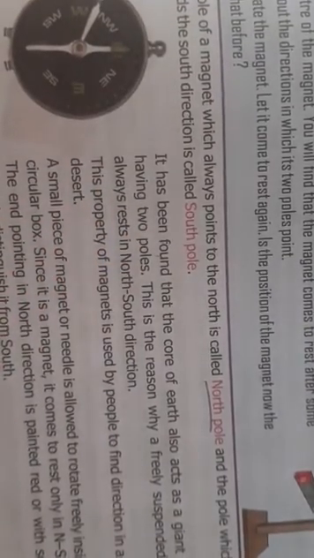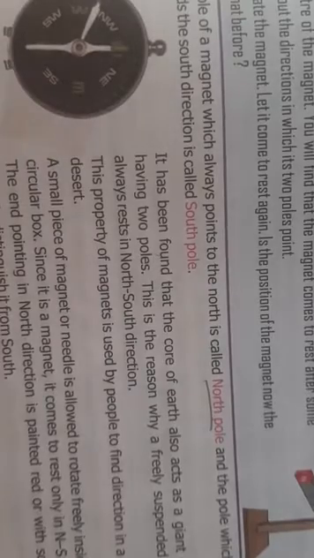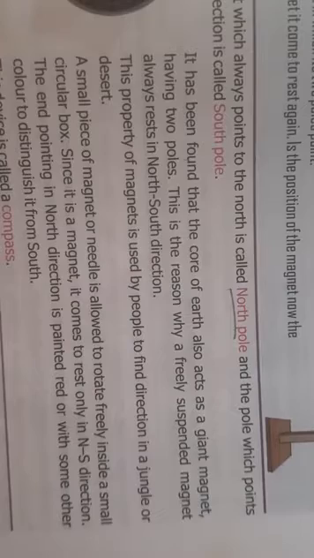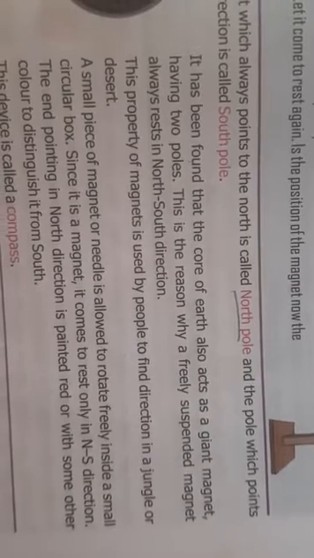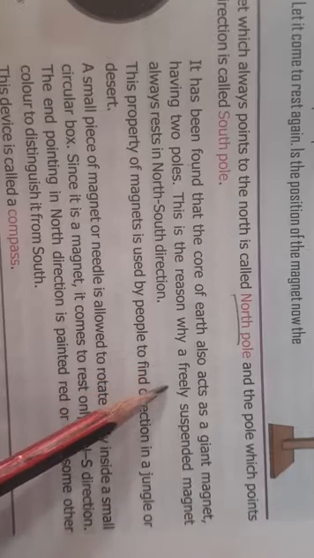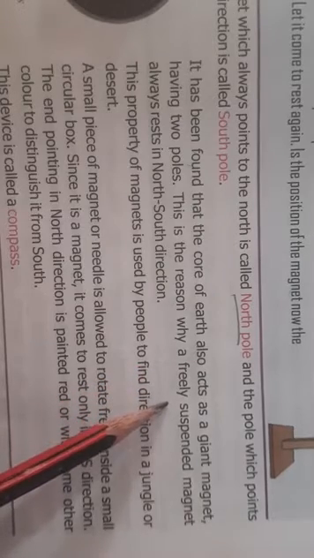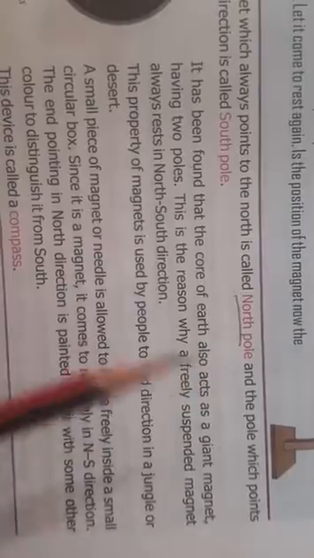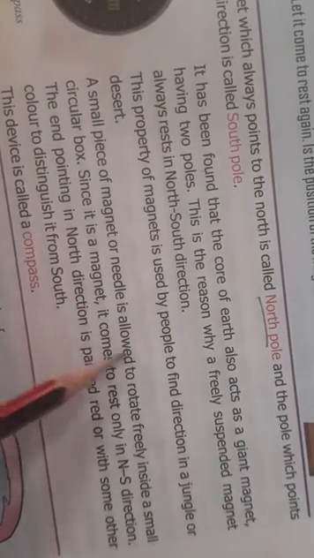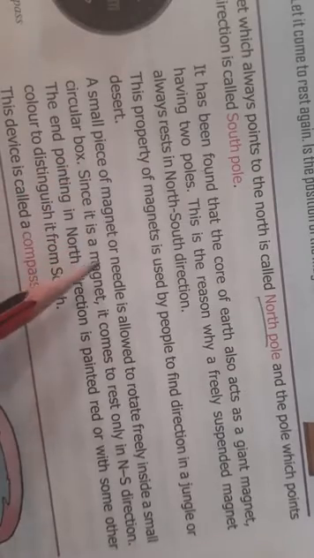Clear? So it's found that the core of the earth also acts like a very giant magnet. Our earth has also got two poles. That is the same reason that whenever you suspend a magnet, it will always come to rest in the north-south direction. And this property of magnets is used by people to find direction in a jungle, a desert or in the seas.